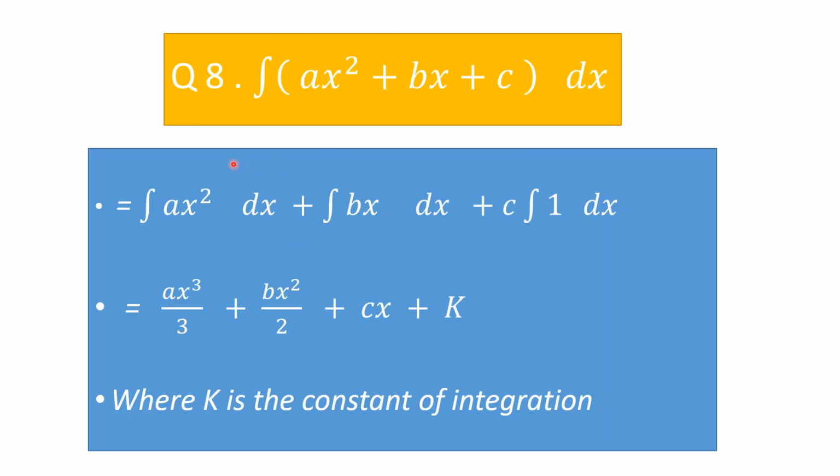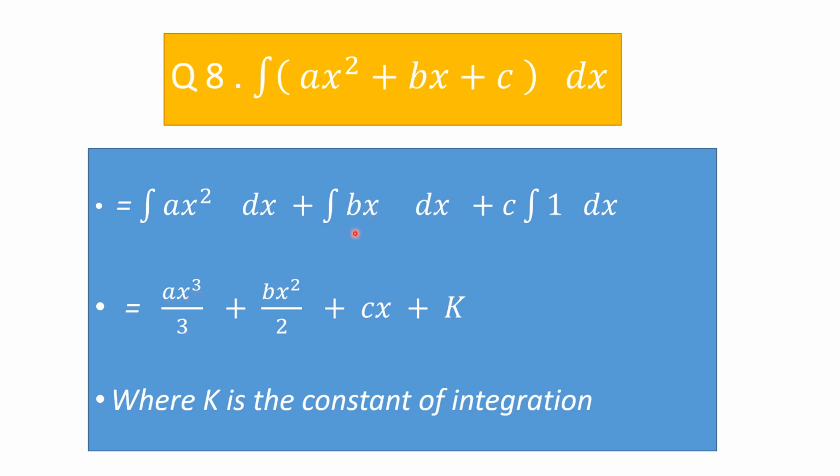Moving forward to question number 8. Integration of ax square plus bx plus c dx. So, we will take the integration symbol separately for each of these terms given in the question. Integration of ax square dx plus integration of bx dx plus c, which will come outside the symbol of integration, integration of 1 dx. So now what is the integration of ax square? It will be ax power 3 upon 3.